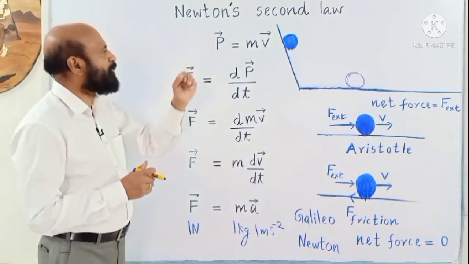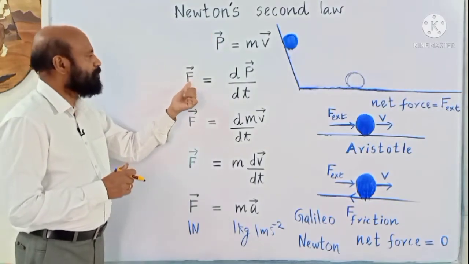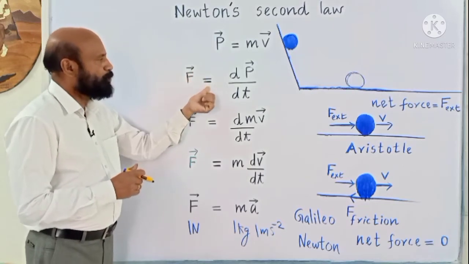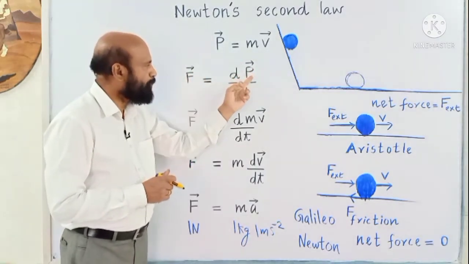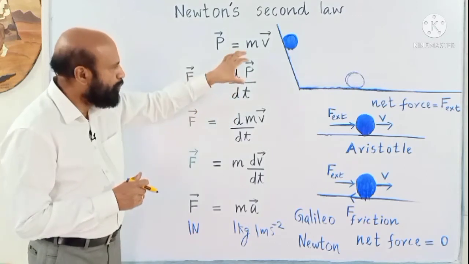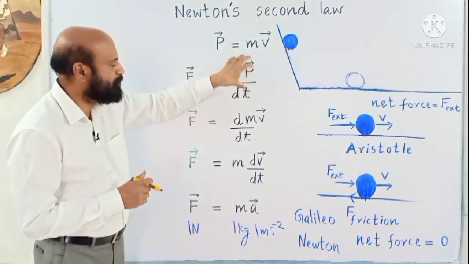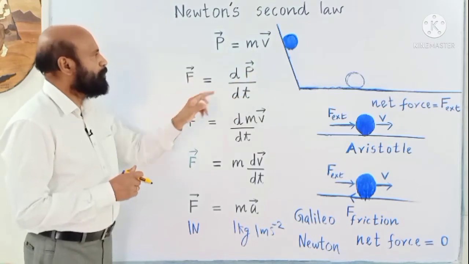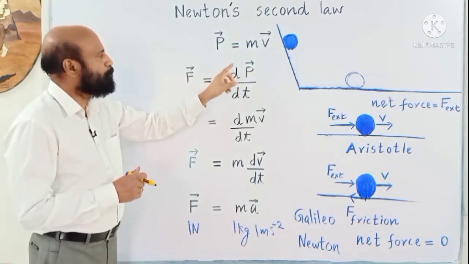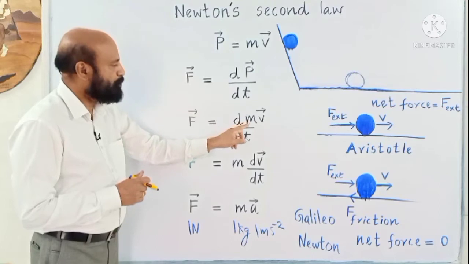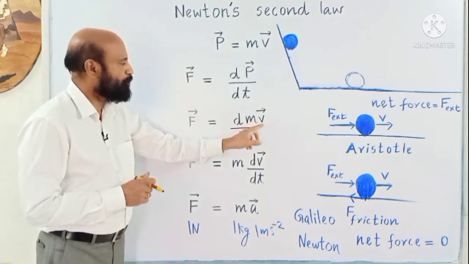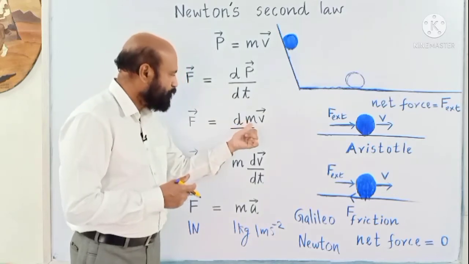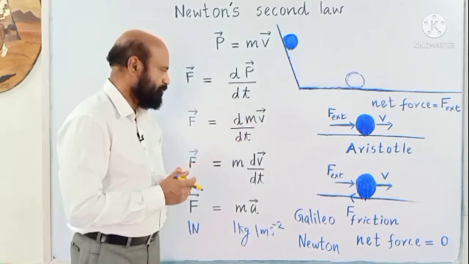So Newton's second law relates the force with the momentum. Force is equal to the rate of change of momentum. In the notation of calculus, we can write dp by dt. That is the rate of change of momentum. Then for momentum, we can substitute mv, mass into velocity. Then in classical mechanics, mass is a constant.